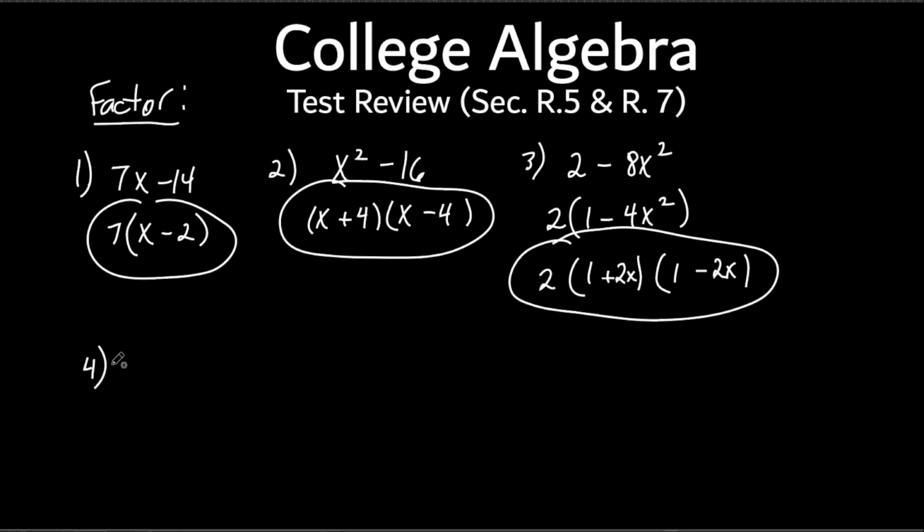Let's keep going. Number 4. All right, this is a trinomial factoring. So it's x squared plus 10x plus 25.